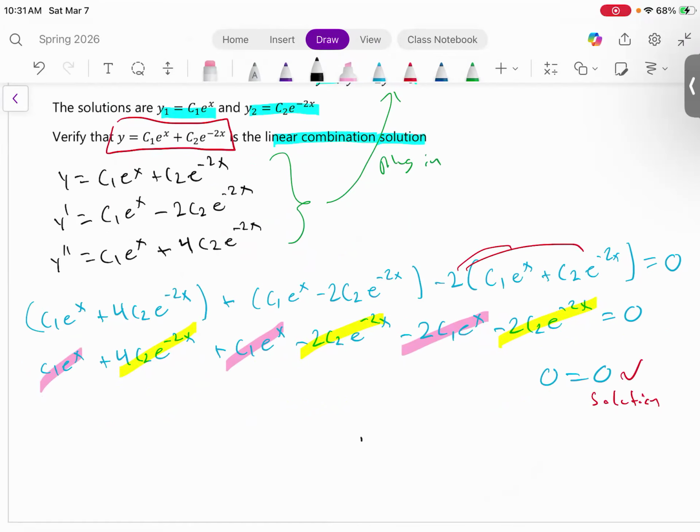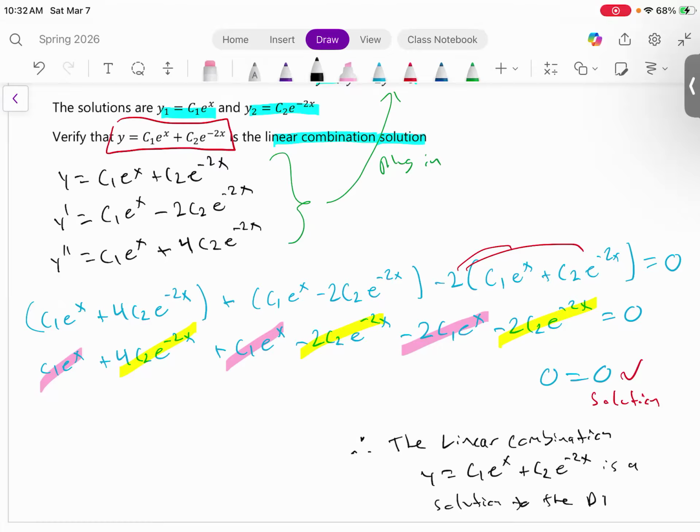Therefore, the linear combination y equals c1 e to the x plus c2 e to the negative 2x is a solution to the differential equation. That's just a bit of what the superposition principle provides for us. We're still building up to a general solution for a homogeneous and eventually a non-homogeneous differential equation, and the superposition principle helps us with this building block.